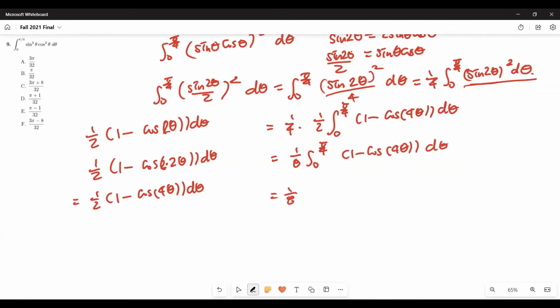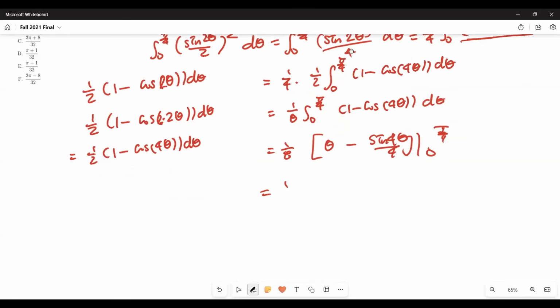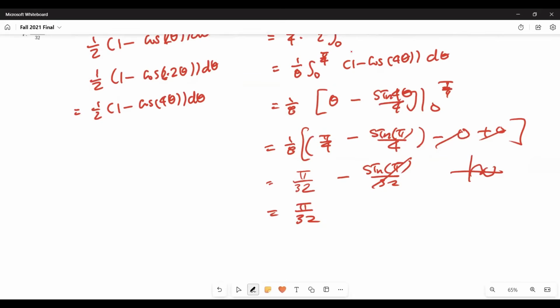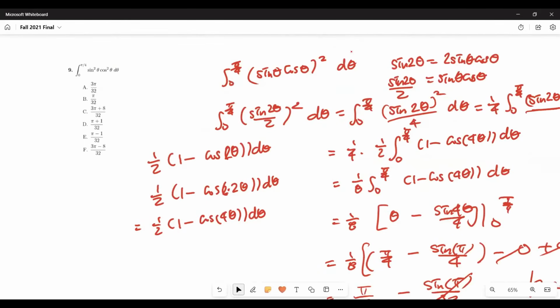If you integrate this, this is 1 over 8 times theta minus sine 4 theta over 4, integrating from 0 to pi over 4. So this is 1 over 8 times pi over 4 minus sine of pi over 4, and then minus 0 plus 0. This is just 0. So this becomes pi over 32 minus sine pi over 32, which sine pi is 0. So this becomes 0. So this is only pi over 32. So the answer for this question is B.